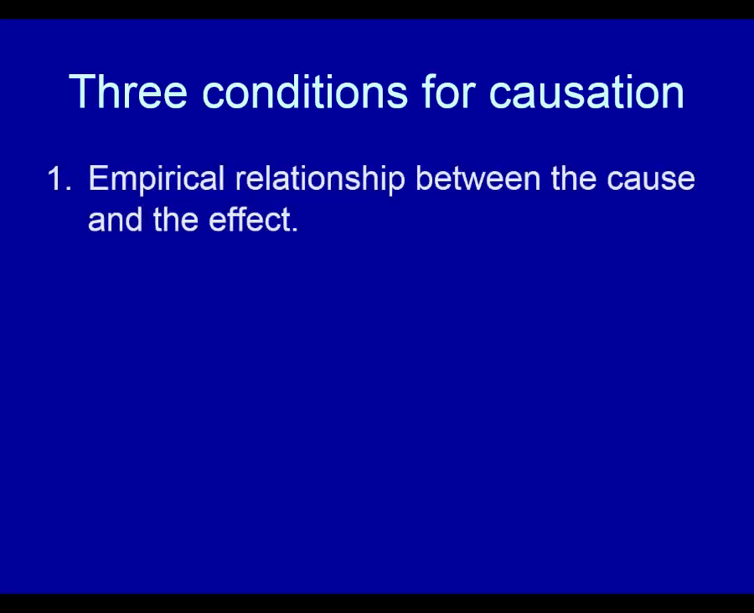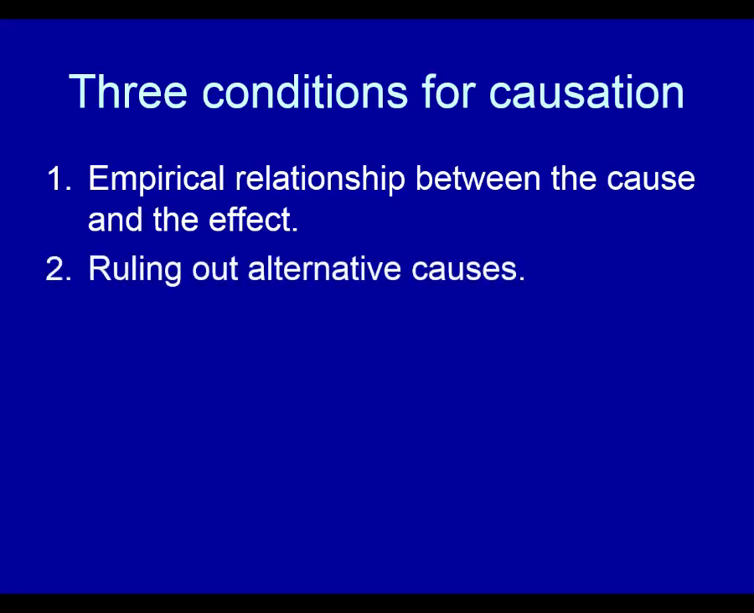Let's talk about three conditions for determining causation. One is an empirical relationship between the cause and the effect. That is to say, a relationship that can be determined or examined by data. The second is ruling out alternative causes. If you're thinking about one potential cause, then you might look at what are some other possible causes of this problem and see if you can rule those out so as to improve the likelihood that the cause you've identified initially is the best cause, the most important cause of the problem.